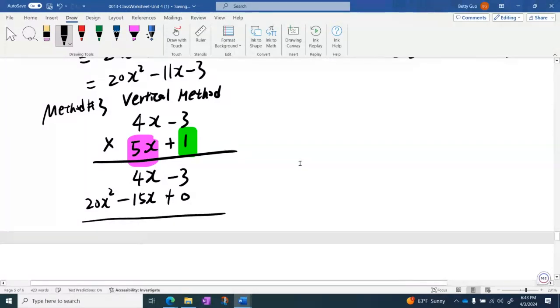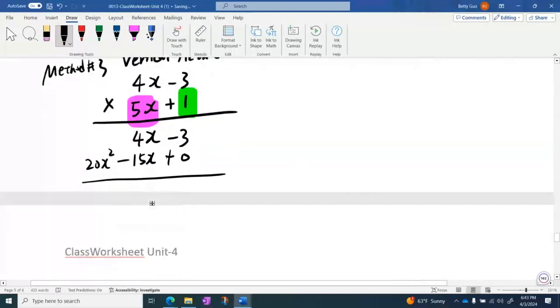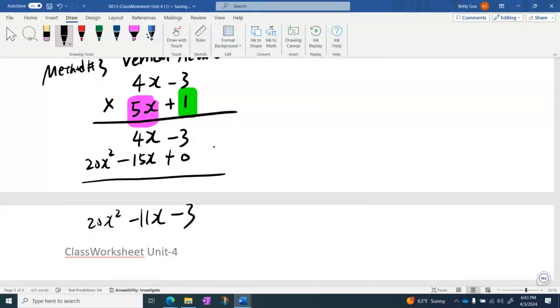Now, you always make sure vertically aligned terms are like terms, and you add them up. You have 20x squared, negative 4x minus 15x, negative 11x, negative 3 plus 0, negative 3. So that's the vertical method.